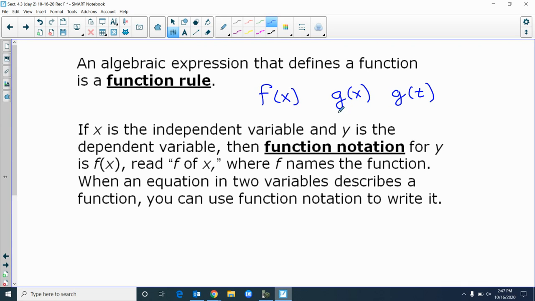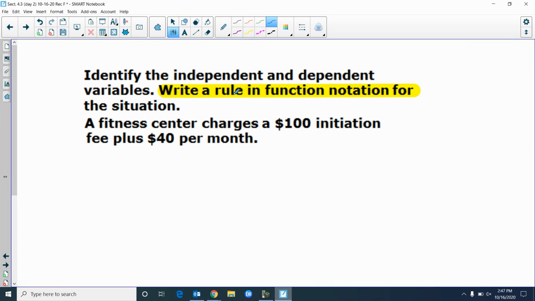Thank you. All right, if x is the independent variable and y is the dependent variable, then the function notation, we read it as f of x. Now, we did this one yesterday, hit it again though. Identify the independent and dependent variables, and then write a rule in function notation.